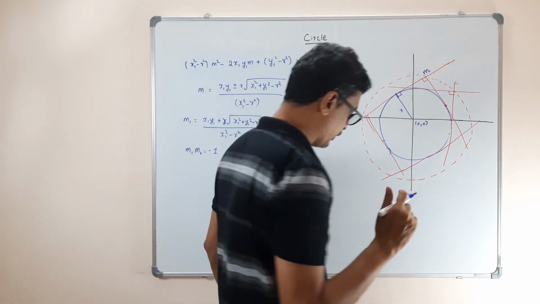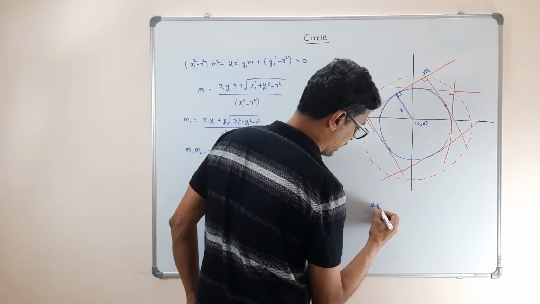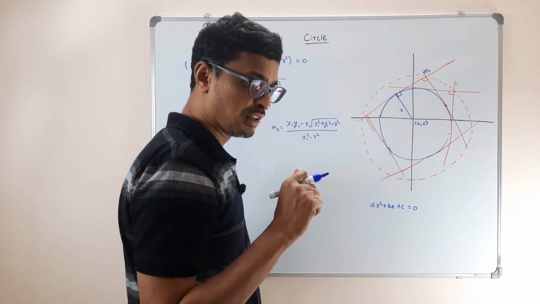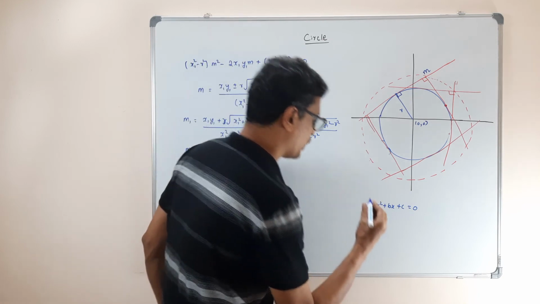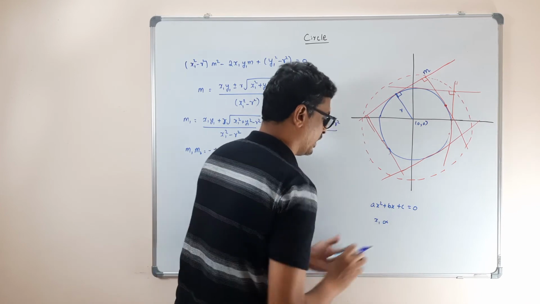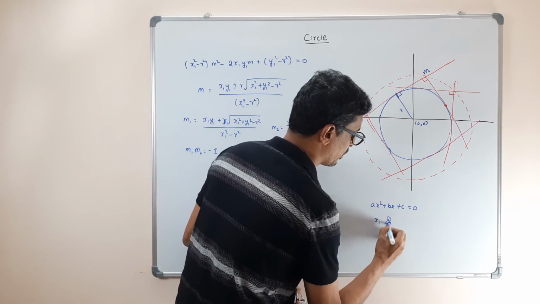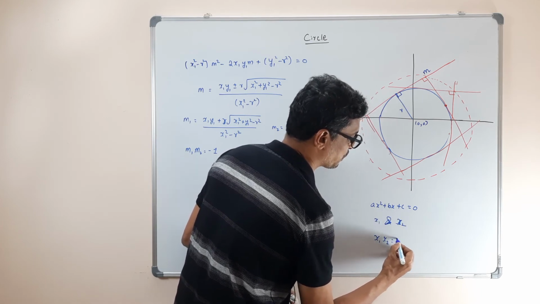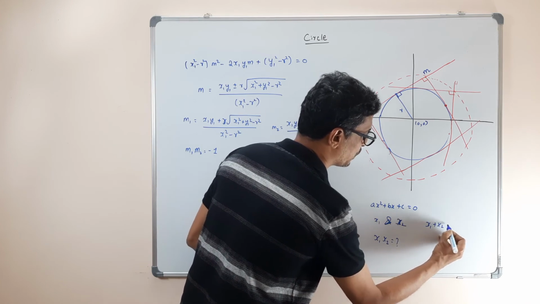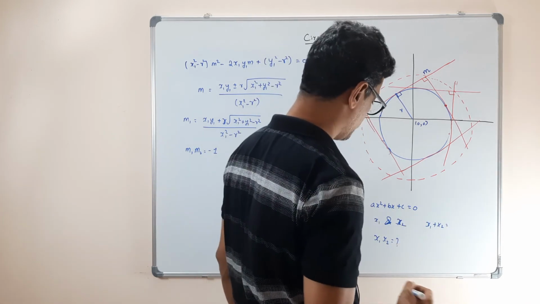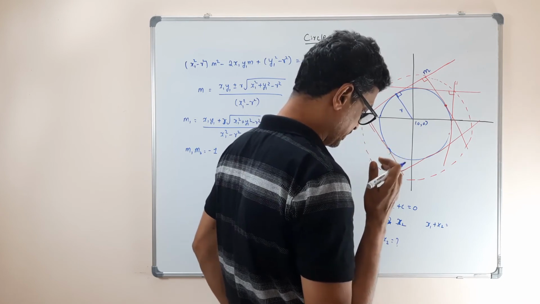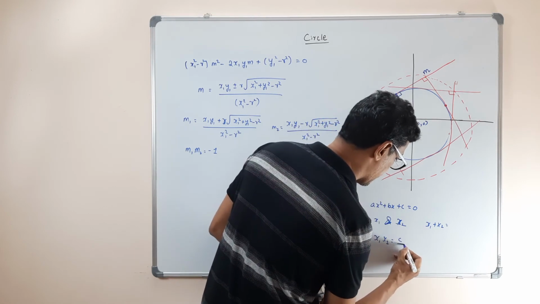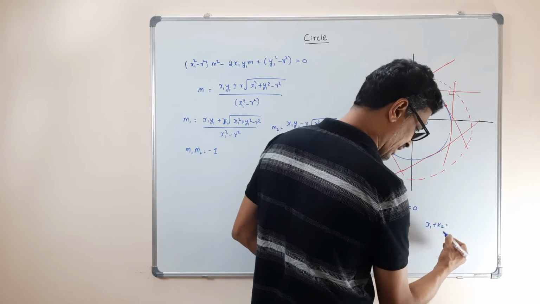If you have this equation, ax square plus bx plus c equal to 0, it has two roots, suppose x1 and x2. Then we had a formula: x1 into x2 equal to c by a, and the sum x1 plus x2 will be minus b by a, I think so, right?